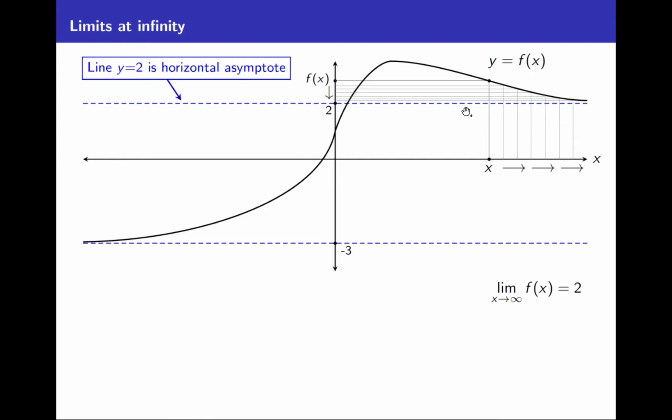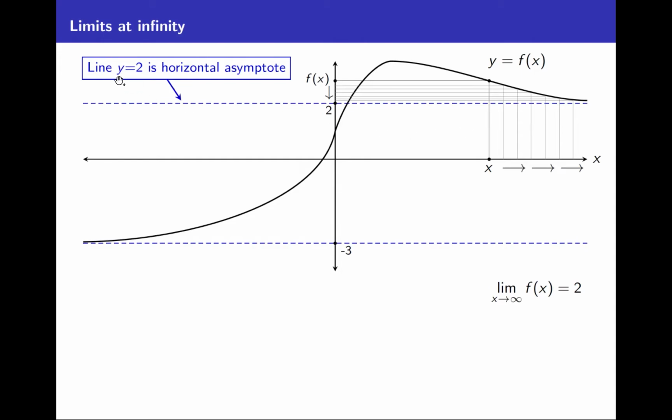This horizontal asymptote y equals 2 is drawn in to emphasize the fact that as x goes to infinity, f of x gets closer and closer to 2. The point x, f of x on the graph gets closer and closer to that horizontal line as x goes to infinity. It sort of squeezes in on the horizontal asymptote.